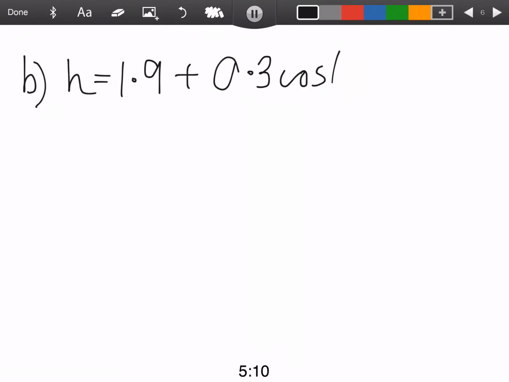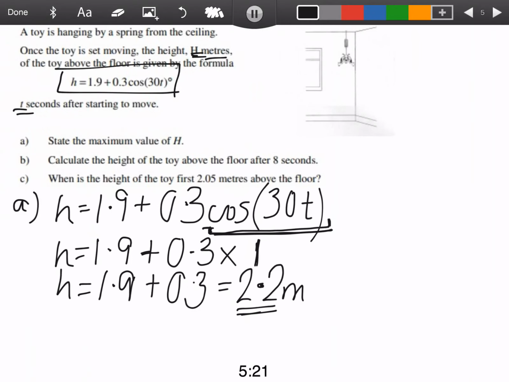So the formula was 1.9 plus 0.3 cos, in a wee bracket, 30t. And the actual question said, let's just go back. I'm hoping that's not going to delete. Right, we're fine. Right, part B. Calculate the height of the toy above the floor after 8 seconds. Right, where in this formula is anything to do with seconds? Read the question. It tells you there's something in this formula.